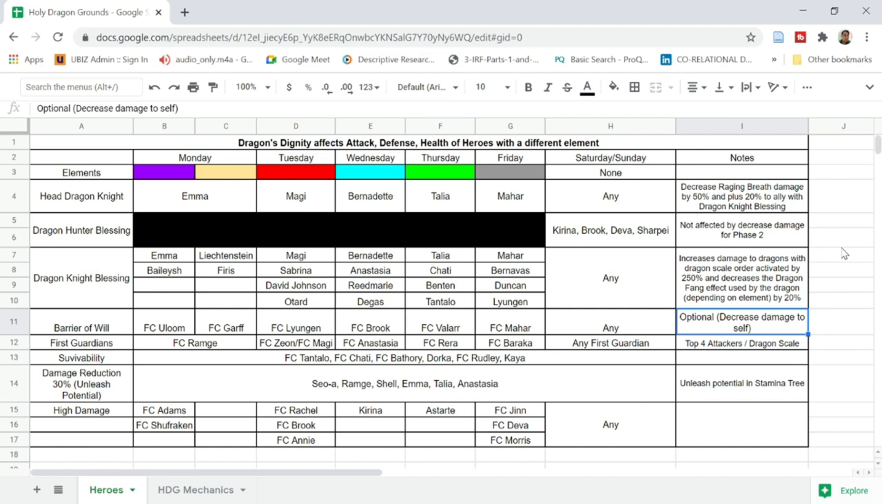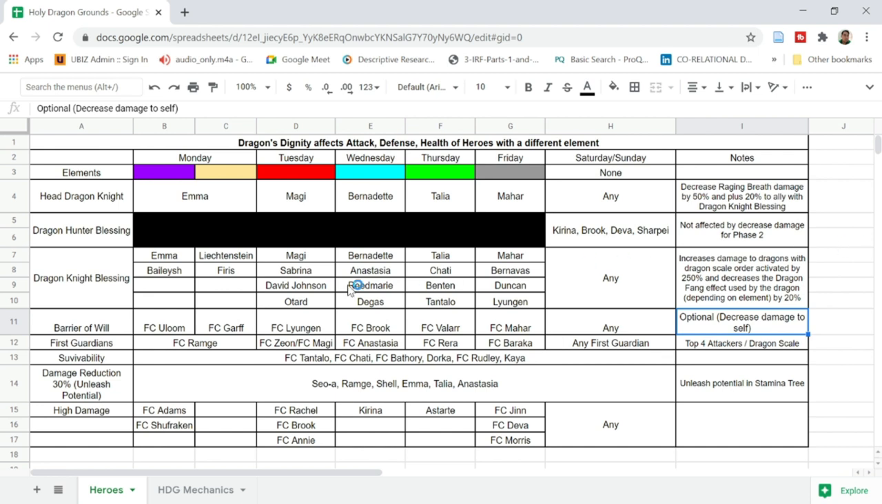So when you have a Dragon Knight Blessing with one of your heroes, it increases damage to dragons with Dragon Scale Order activated by 250% and decreases the Dragon Fang effect used by the dragon by 20%. So it depends on the element. For example, if you want this second effect that decreases the Dragon Fang effect, you have to bring the specific Dragon Knight Blessing hero with their same corresponding element.